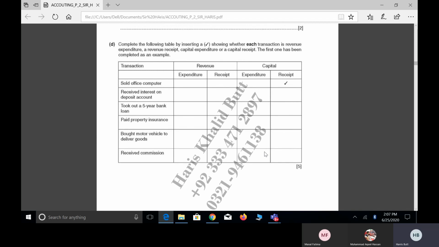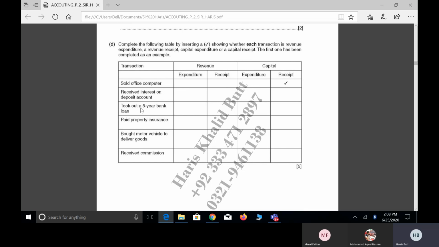And I discussed with you also this particular point. Sold office equipment. When you sold office equipment, it means that you are receiving cash by the selling of an asset. The amount received by the sale of a non-current asset is a capital receipt. As I discussed with you, the amount paid on the purchase of a non-current asset is a capital expenditure. Then the amount received on the sale of a non-current asset is a capital receipt. Then received interest on deposit account. This is an income statement item. It's a revenue receipt, so it will come on the revenue receipt side.